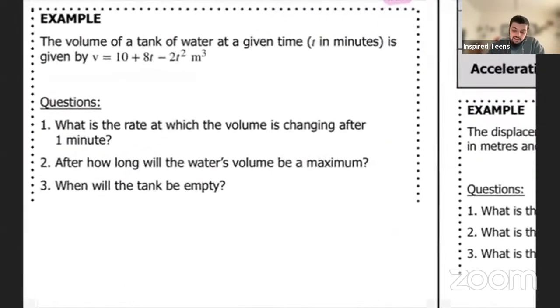Okay, so let's look at this example. The volume of a tank of water at a given time t in minutes is given by, okay, so they've given us a formula to calculate volume. Volume is calculated by saying 10 plus 8 times t minus 2t squared, and of course it's in meters squared, where the t is time in minutes. So if you want to calculate the volume at any minute, 5 minutes, 2 minutes, 3 minutes, you can substitute that value into this equation and it will give you how much water is in the specific tank. Okay, so that's what this formula is giving.